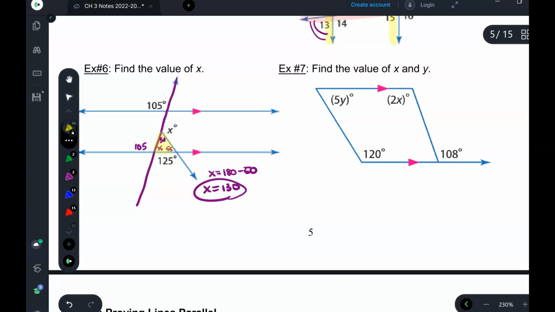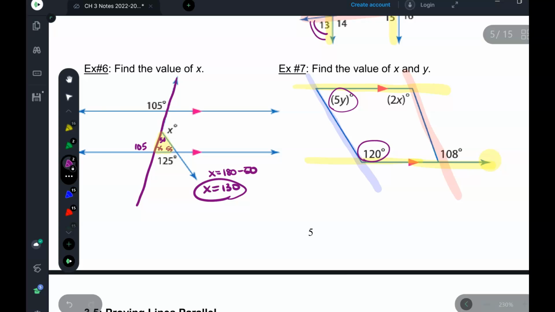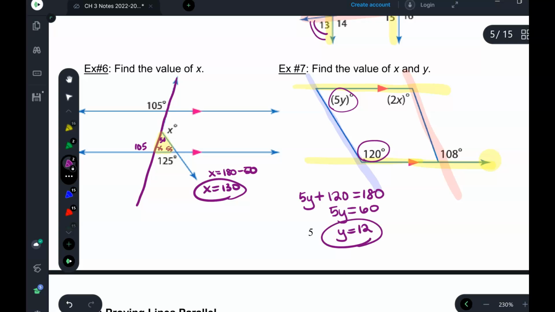Last example, here we go. I am going to extend these lines that are parallel. And then I have two different transversals. So this is one transversal, this is another transversal. When I'm looking at 5y and 120, those end up being consecutive interior angles, so that's going to add up to 180. So 5y equals 60, y equals 12. And then 2x and 108 end up being alternate interior angles, so those are going to be equal to each other. And we get 54.